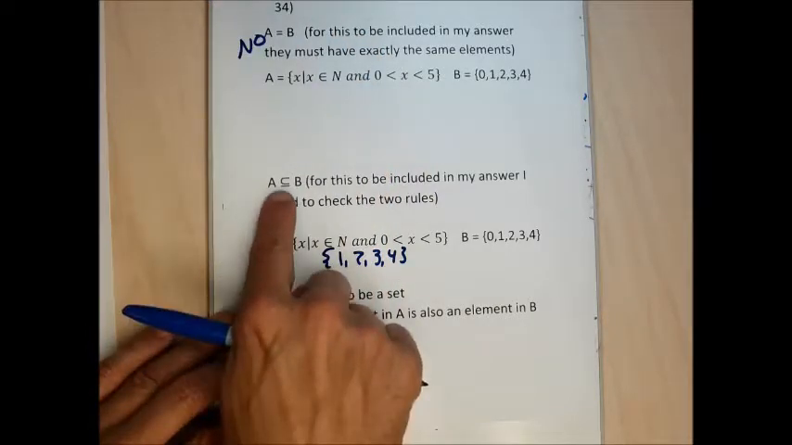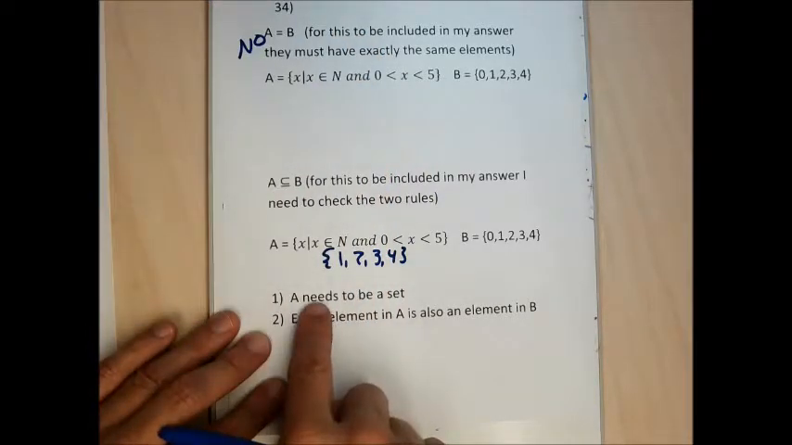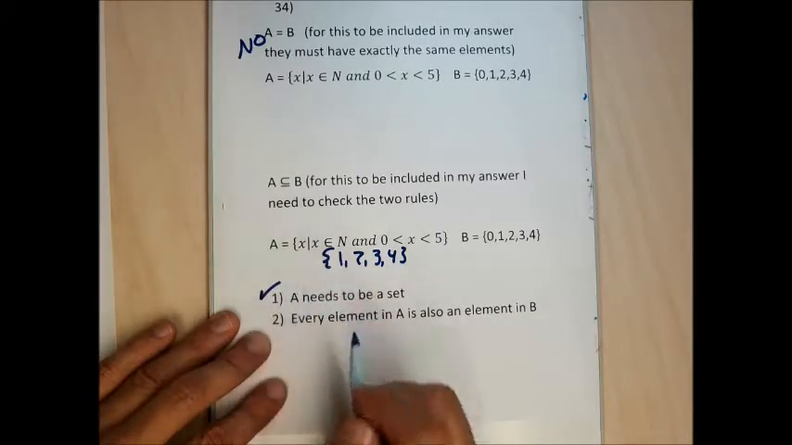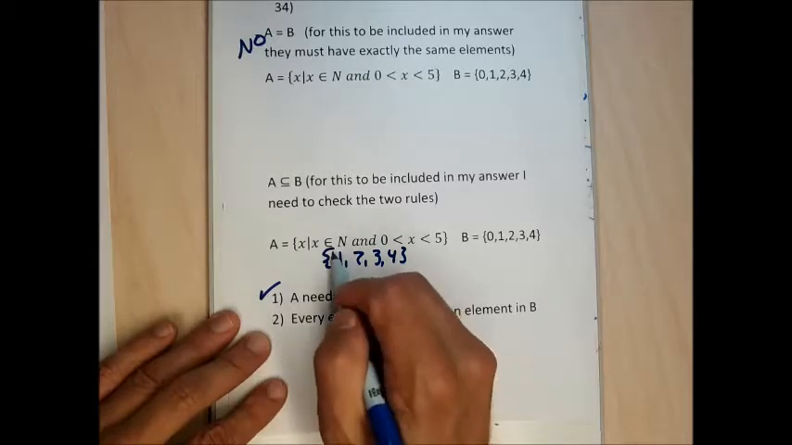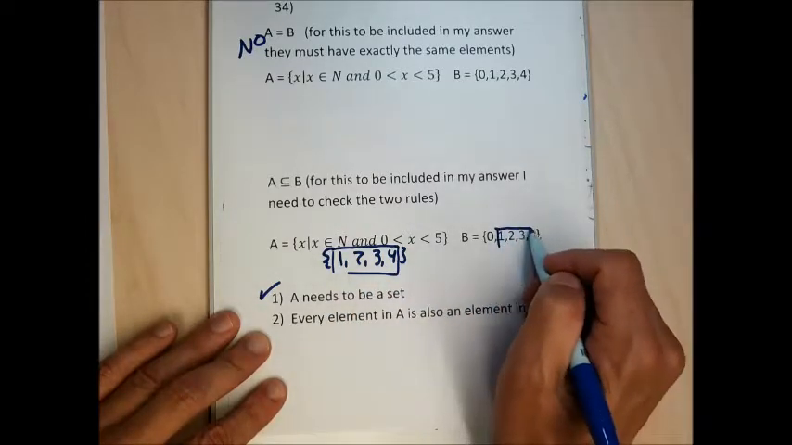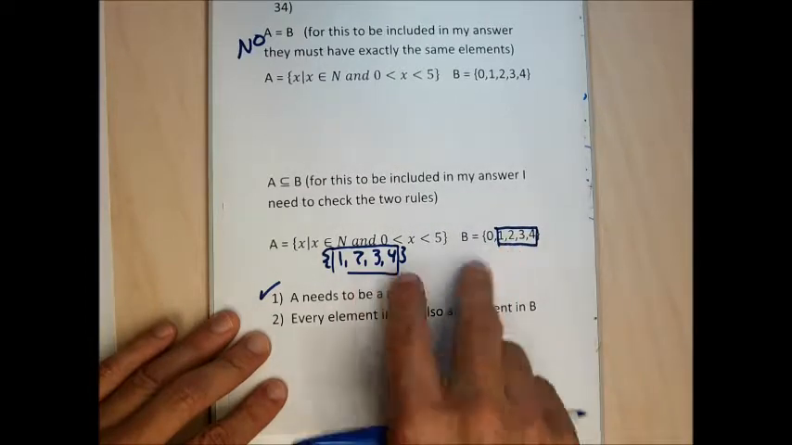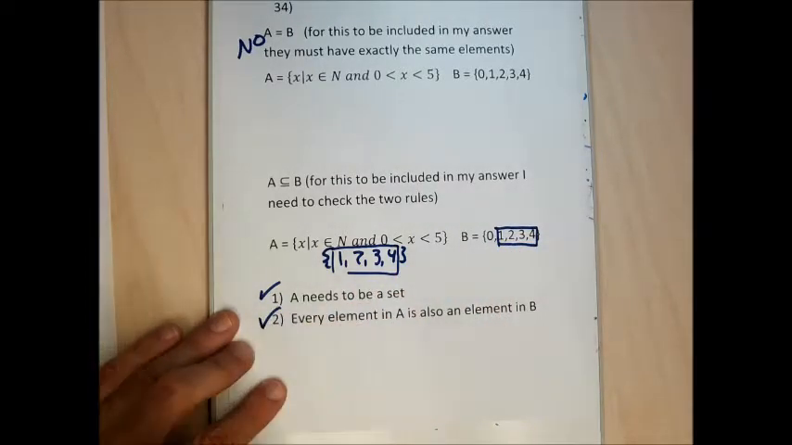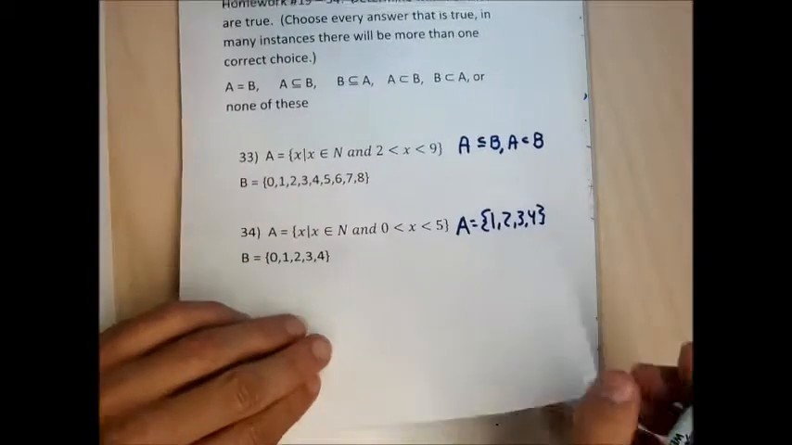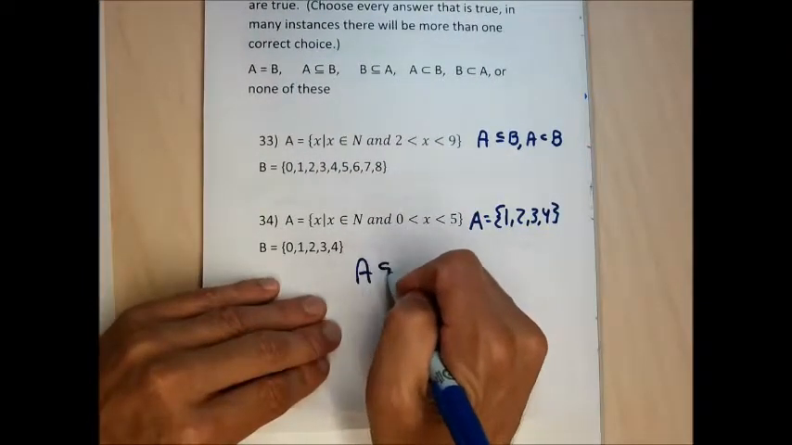Second one, A is a subset of B. Well, let me see. A has to be a set, which is good. That satisfies the first criteria. Second criteria, every element in A, 1, 2, 3, and 4, has to be in B. Since every element in A is also in B, I satisfy the second criteria. I put a big yes to this symbol, and when I go to write my answer, I write A is a subset of B in my answer.